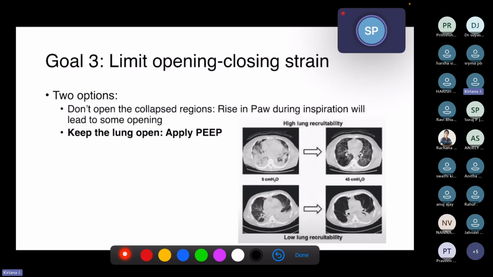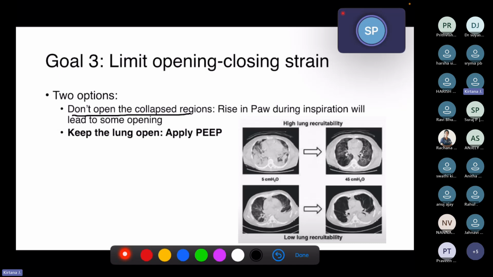The third goal was to prevent atelectrauma, that is, to limit the opening and closing strain, right? So to prevent this strain, you can do two things. The first is we do not open the collapsed regions of the lung. So we let the collapsed regions of the lung stay collapsed. There will be no strain on these regions, right? But this is not a practical option.